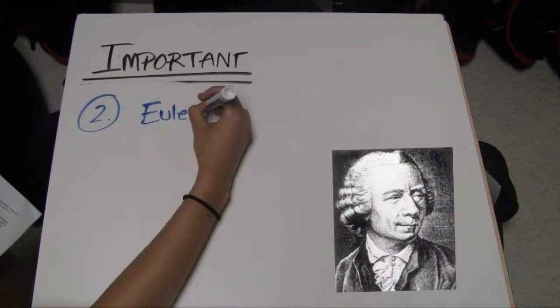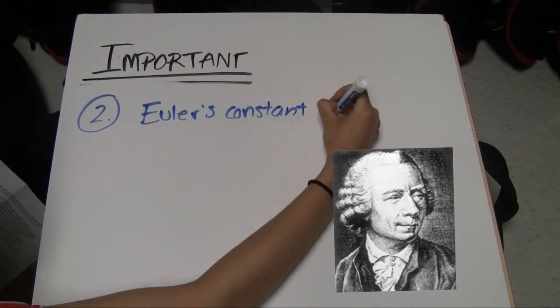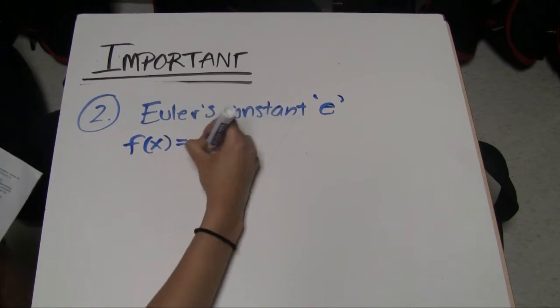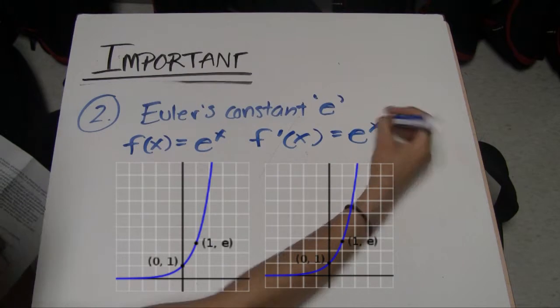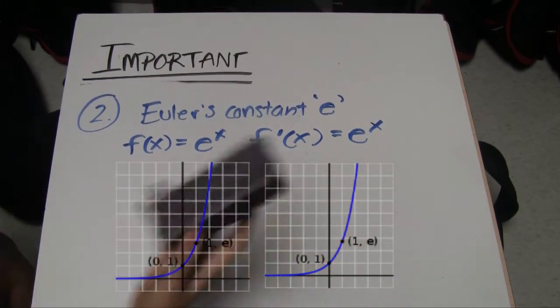Number 2. Euler's constant is the base for which the function and its derivative are identical. So, f of x equals f prime of x. The value of Euler's constant is between 2.71 and 2.72. This is the base of the exponential function to which a function and its derivative will be identical when plotted.